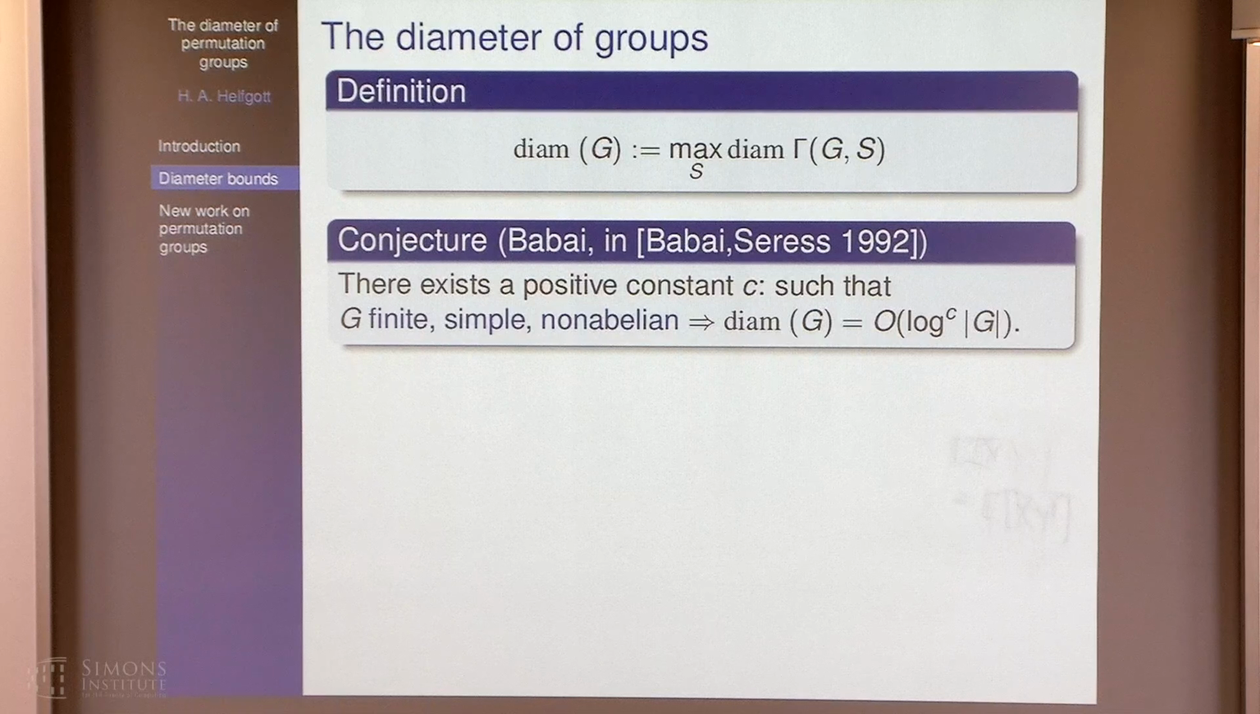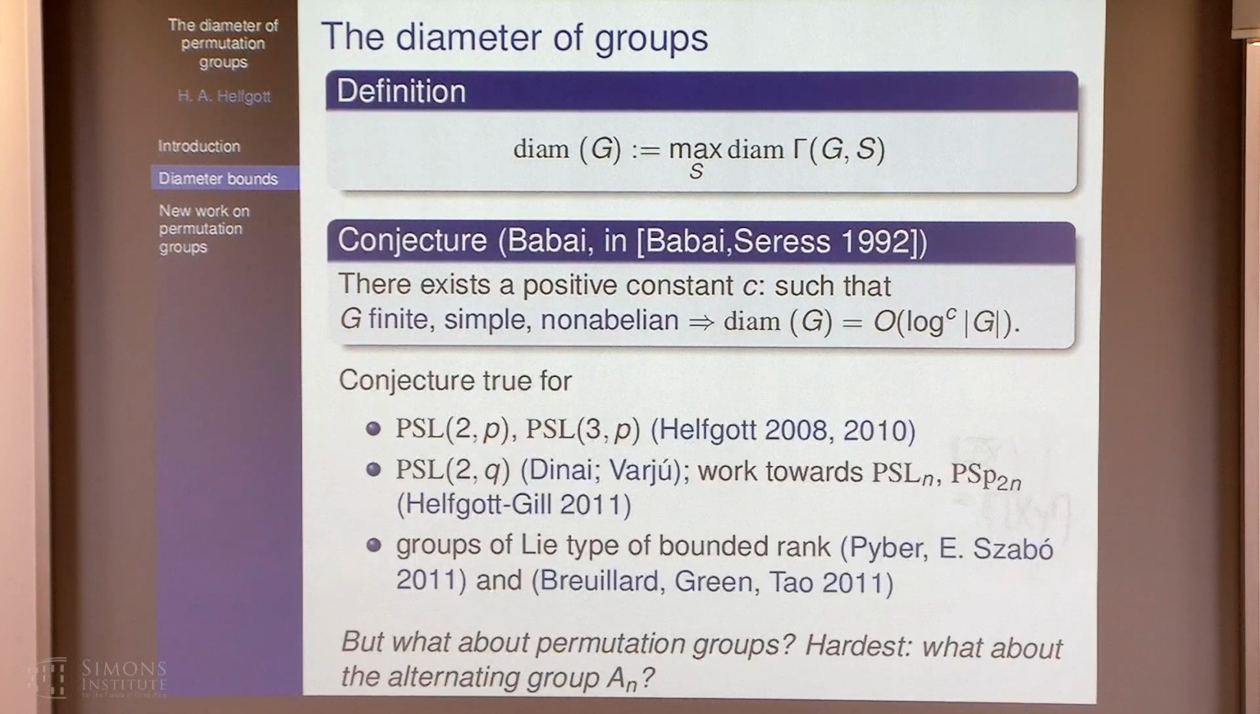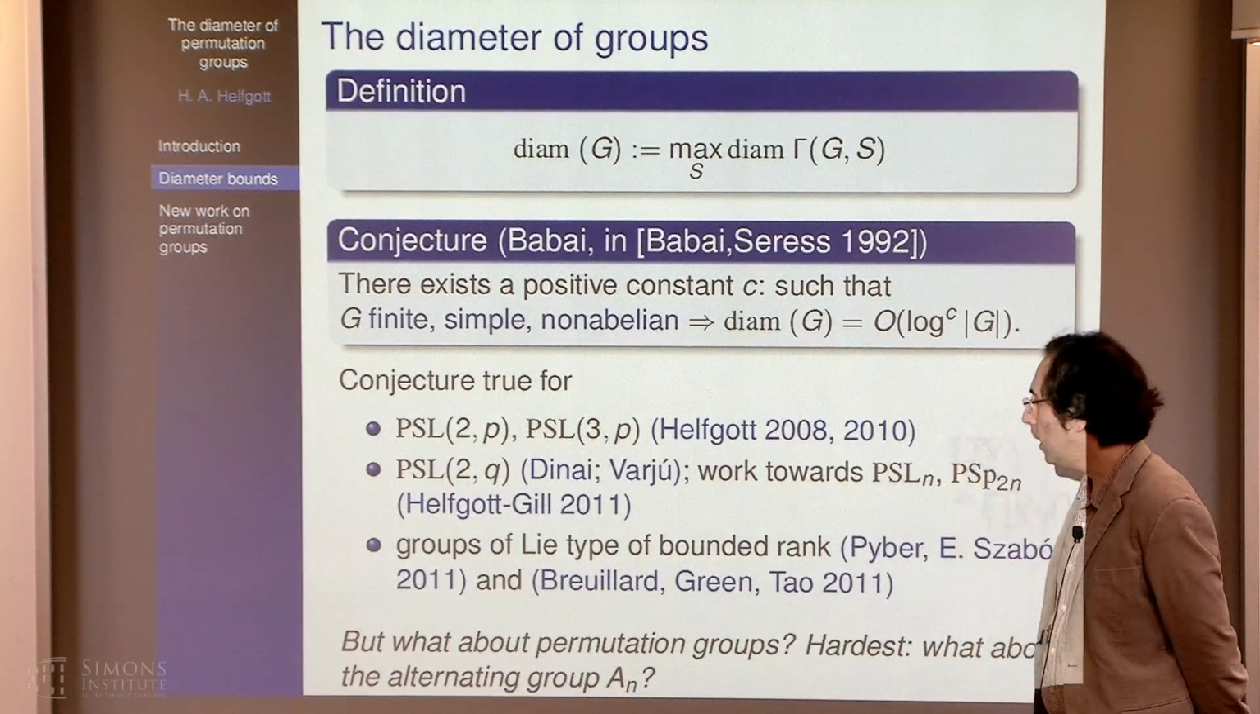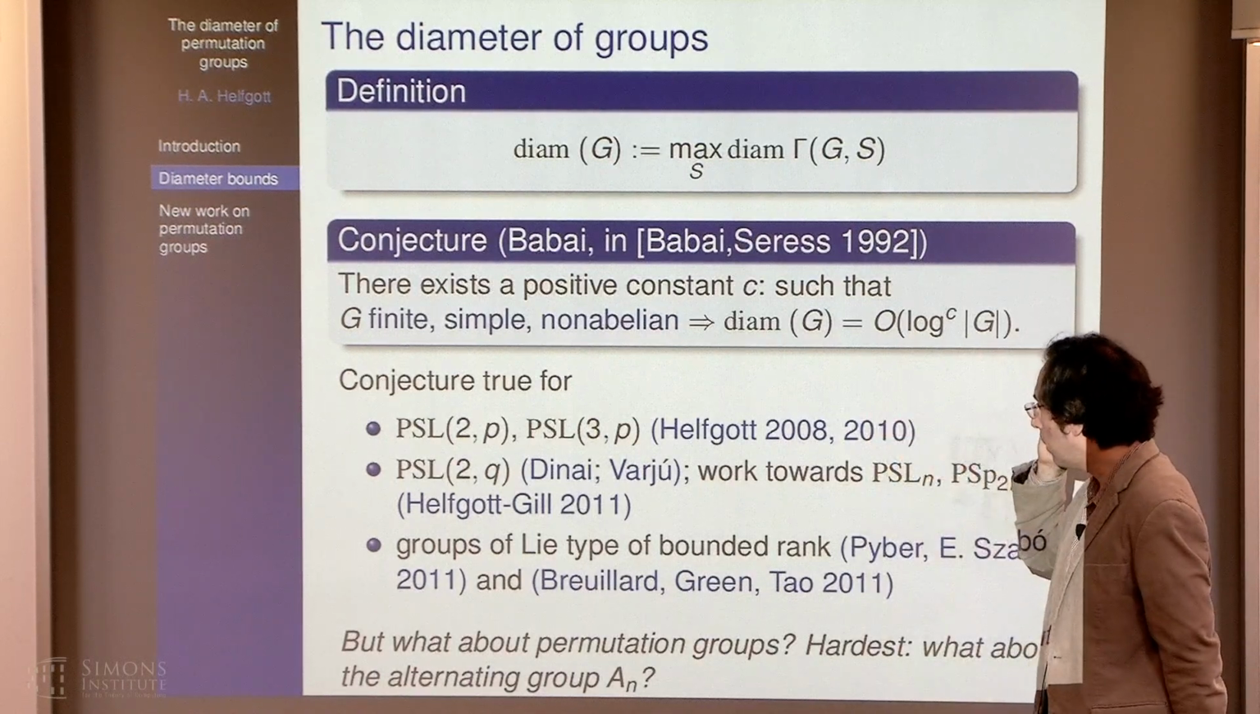So this was the case that will really concern me in this talk. For permutation groups, in particular for the symmetric and alternating groups, this is an older conjecture; it's a folklore conjecture. But this was first proved, well, for PSL2P by myself, then I went to PSL3P.